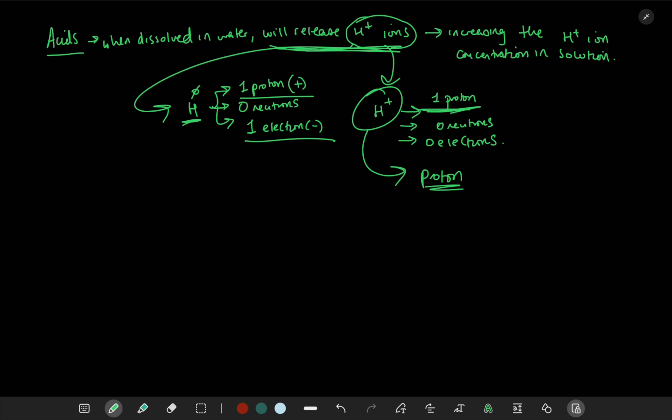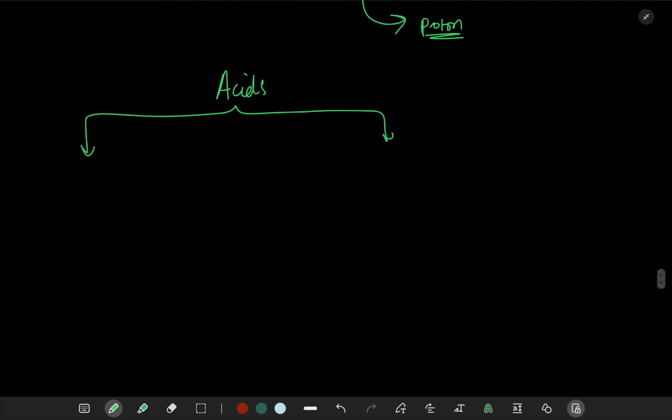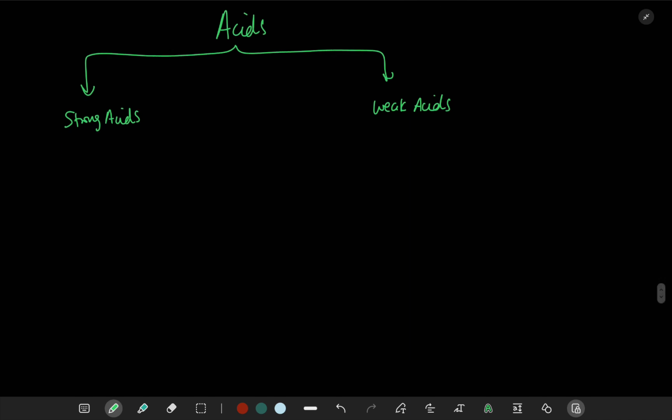So let's continue with acids and bases. We can split acids into 2 categories: strong acids and weak acids. So what are strong and weak acids? Well, strong acids are acids that dissociate completely, resulting in the release of lots of hydrogen ions. So strong acids will dissociate completely.